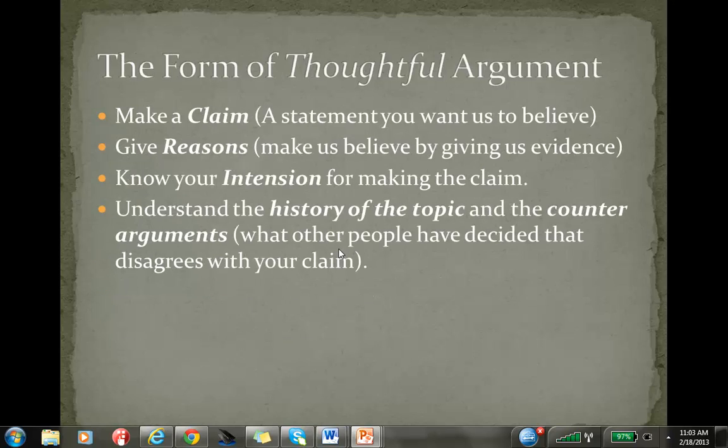So there's an actual form to a thoughtful argument, as they state in the essay. The first thing you do is you make a claim, and that's a statement you want us to believe, okay? It has to be a reasonable claim, okay? And then you give reasons that make us believe by giving evidence, okay? So you make a claim. For example, you say something.